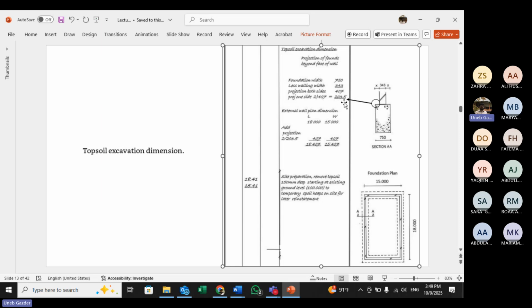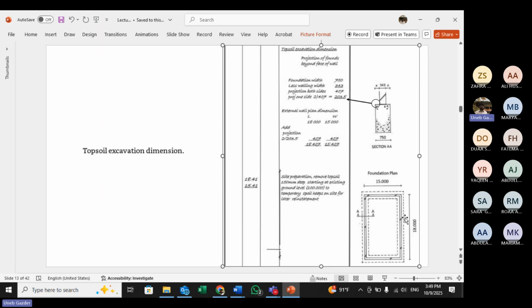So this is the projection of footing after the wall. I had to go till the wall plus 203.5 on each side. Till the wall plus this much on each side. So this calculation is done for this plan.